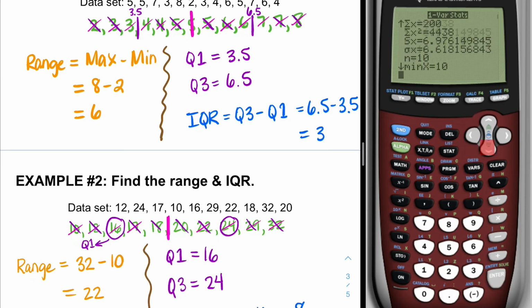So as you see here, if we look down, we see all of our information. We see that our max was 32, like we said. We said that our min was 10. 32 minus 10 is 22, so the range is correct. And if we look at the Q1 and the Q3, the Q1 is 16 and the Q3 is 24, like we got. And if we subtract those, we will get 8. So this is how you find your range and your IQR by hand and using the calculator if you need to. All right.